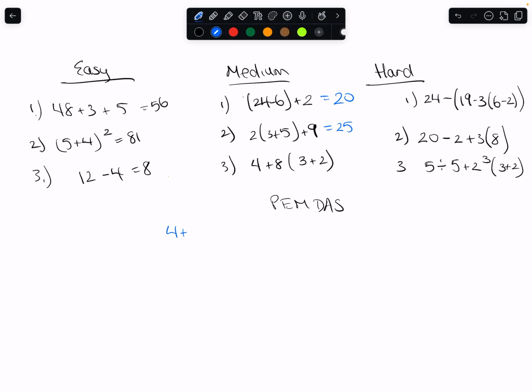Next up, first we work on our parentheses. 3 plus 2, just 5. Everything else comes down. No exponent, but there is multiplication. Same thing as 8 times 5, and 8 times 5 is 40. 4 plus 40, 44.